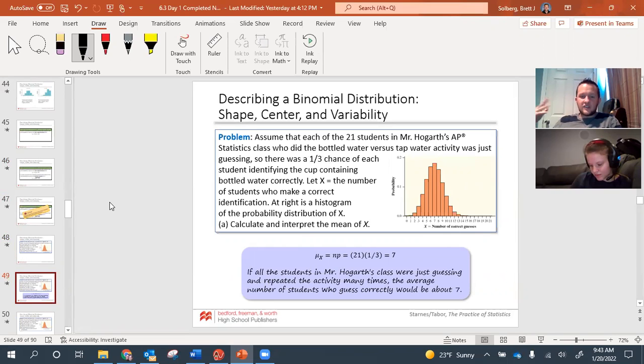So what that tells us is the expected value, or the long-term average. If we did this many times, if we repeated it, then on average, we would get 7 who would guess correctly, assuming they were just guessing, that they couldn't tell the difference.